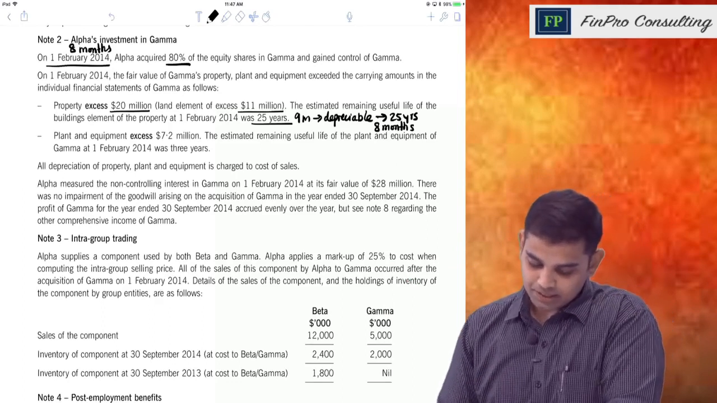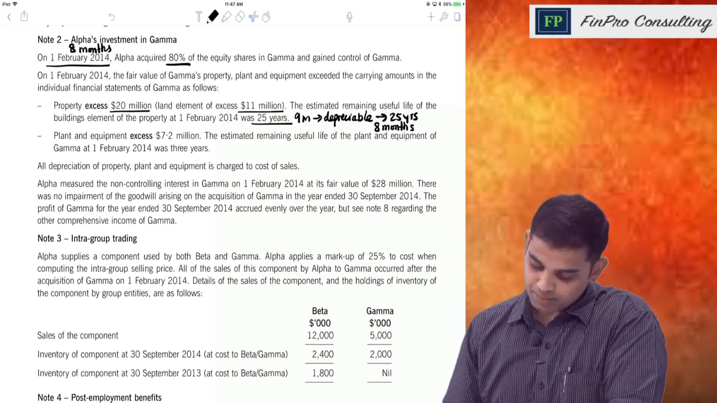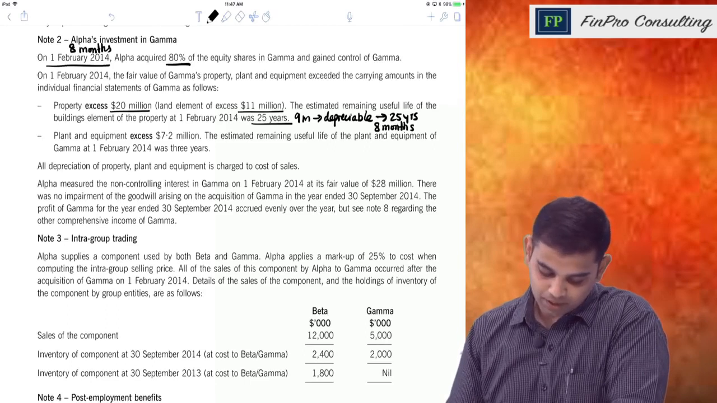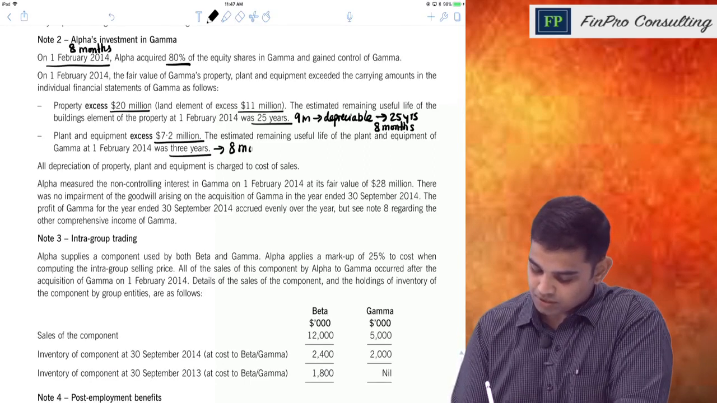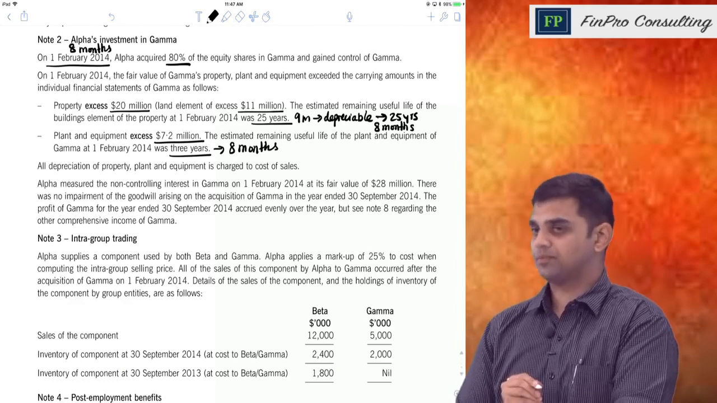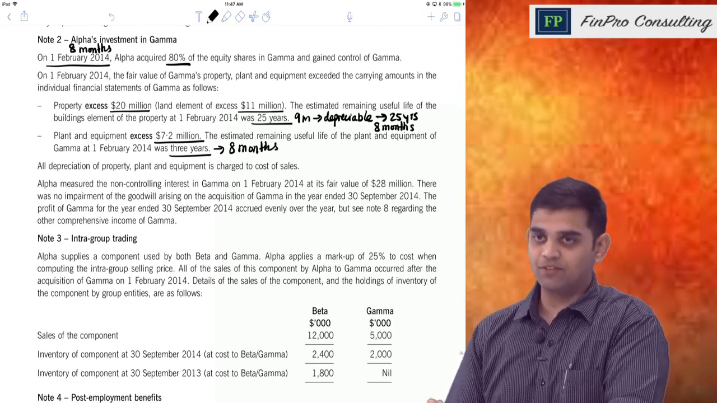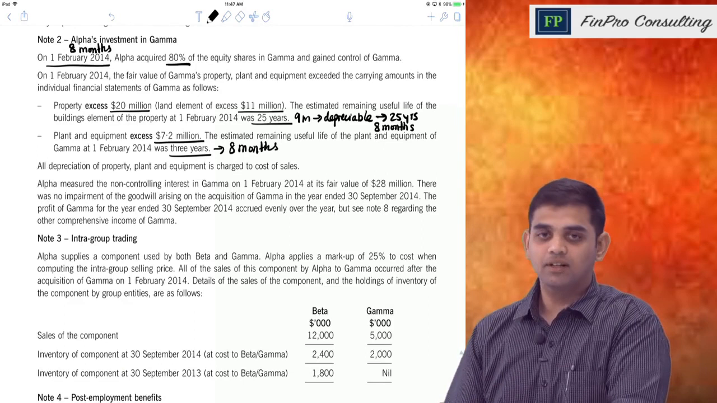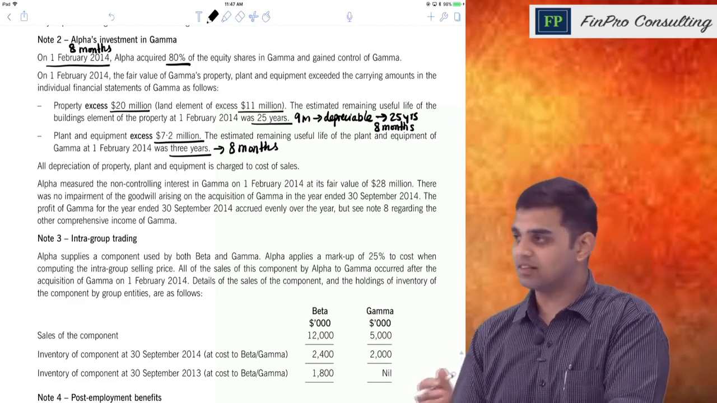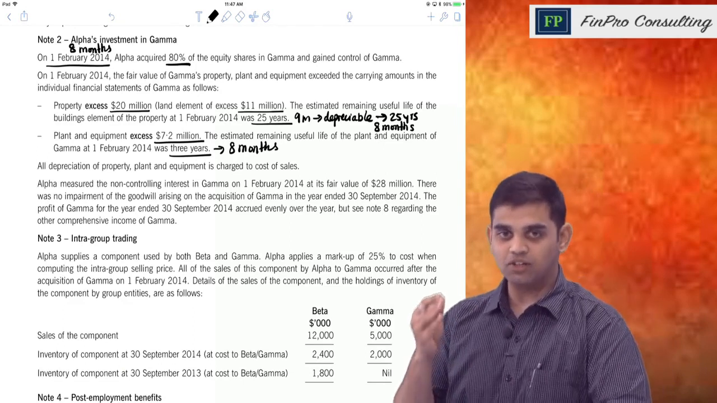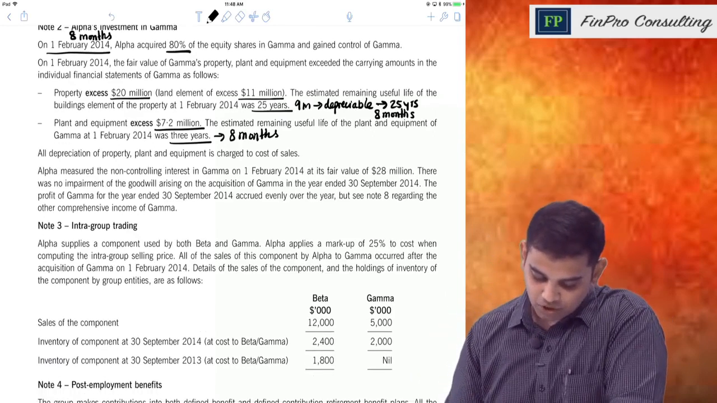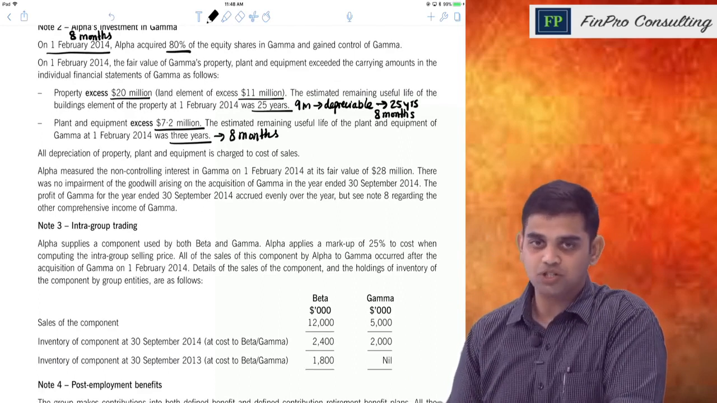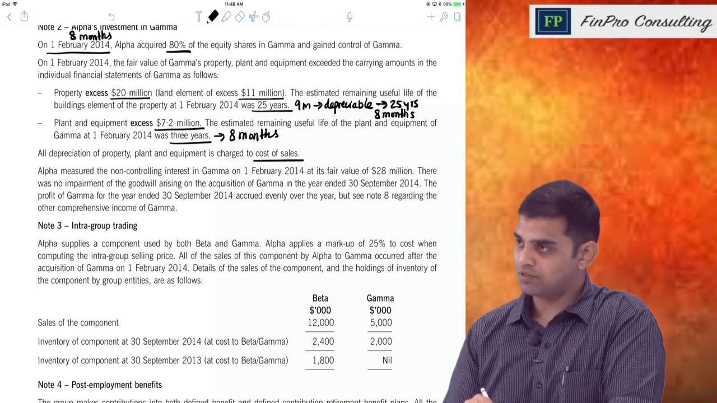Plant and equipment excess is 7.2 million. The estimated remaining useful life of plant and equipment at 1st February was 3 years. So 7.2, 3 years, but you only have to calculate for 8 months. Whenever there is an acquisition in the middle of the year, the calculations increase unnecessarily. Otherwise, generally if it is on the first day, then it is very easy. Right? All depreciation of property, plant and equipment is charged to cost of sales. So underline cost of sales.